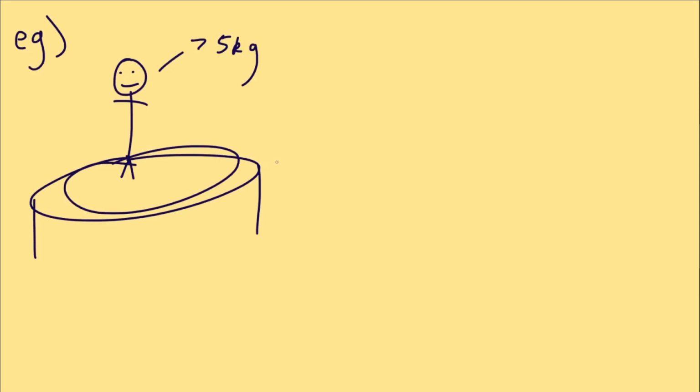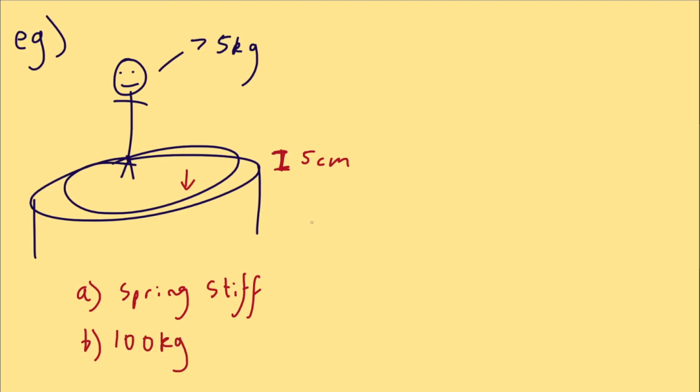Example problem. A 75 kilo dude is standing on a trampoline, and when he stands on the trampoline, it stretches down 5 centimeters. We're going to solve for two values. First thing is the spring stiffness constant. The second thing is how far down does it stretch if the dude was 100 kilos.